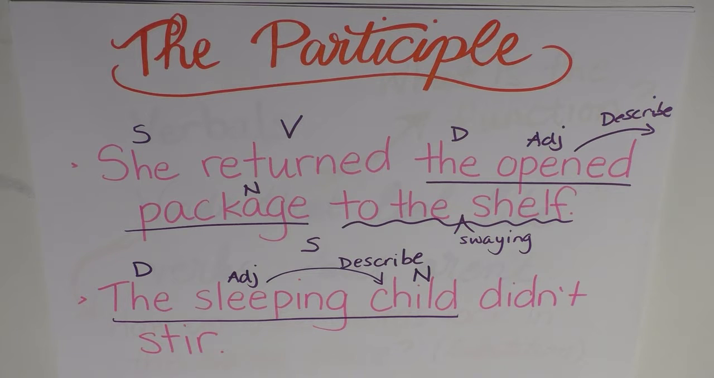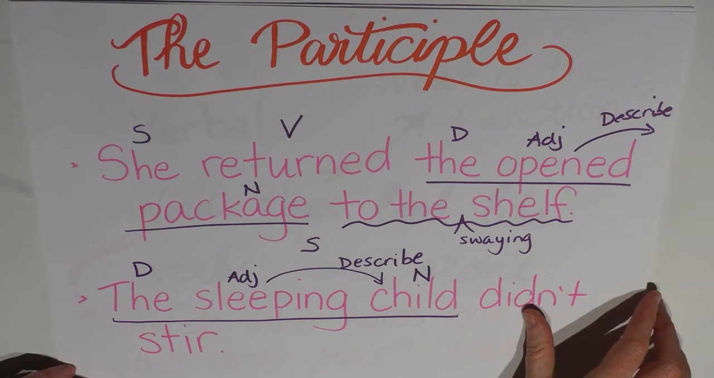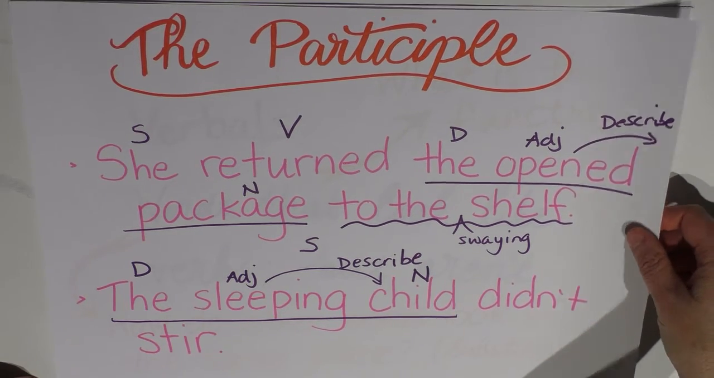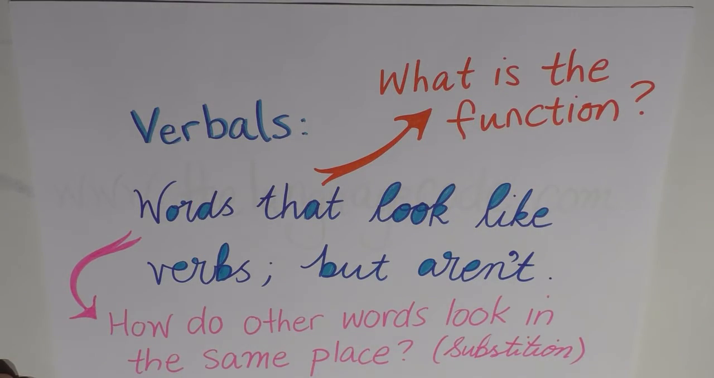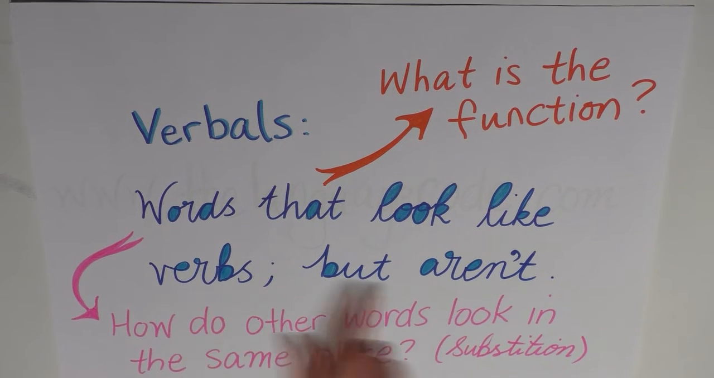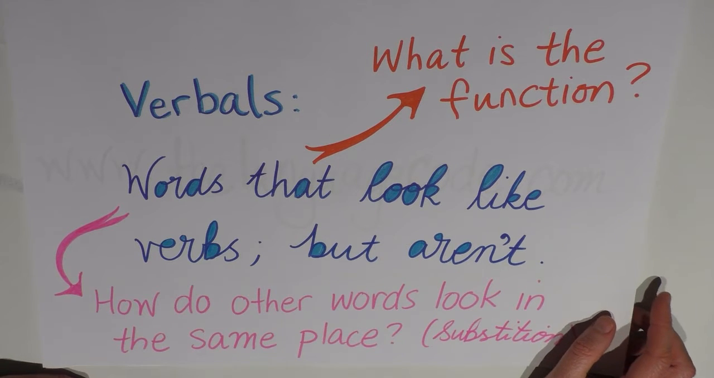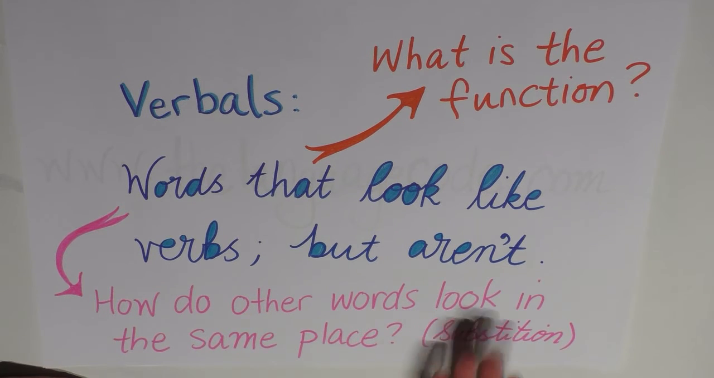All right, so that's it. There are your three types of verbals: the gerund, the infinitive, both the to infinitive and the base, and finally the participle, both the present and the past participle. So what are verbals? If we were to summarize it really briefly, I would say that verbals are words that look like verbs, but they aren't verbs. And so I have to find out whether they're verbs by asking myself, what is the function? How do other words look in the same place? Substitution, and questions like that. And that's how I know whether a verb is a verbal or a verb.